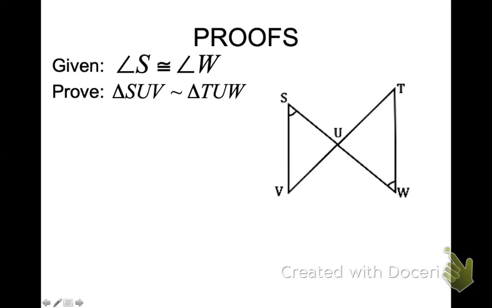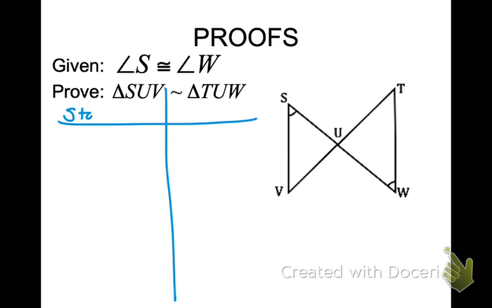Okay, so let's think back to how we did proofs before. I like how some people have already started setting up their T-charts. So whenever we're asked to prove something, we're doing a 2-column proof. Statements go on the left. Reasons go on the right. And line 1 should always be your given. And I'm given angle S is congruent to angle W.